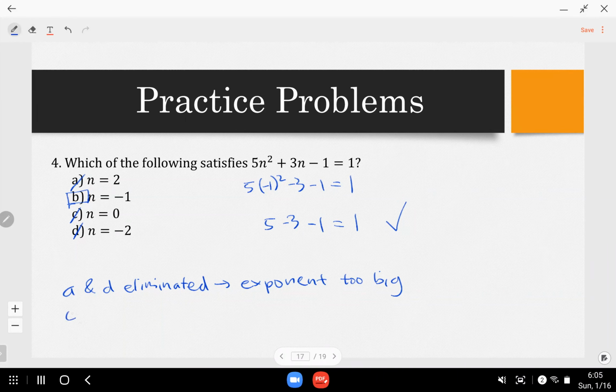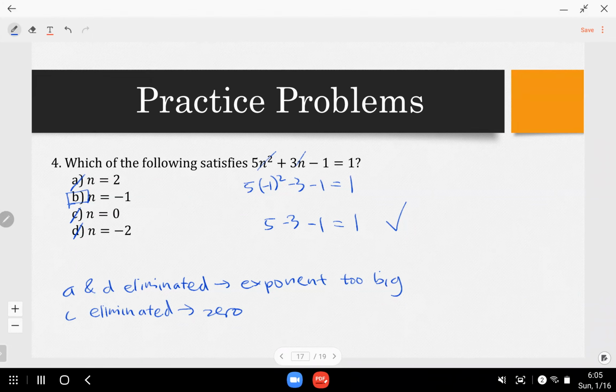C eliminated. There's a zero, right? Too many zeros. Okay, only -1 left, right? See, if you have a zero, then anything that comes in contact, which basically means divides or multiplied by 0, gone. It's going to be 0, right? And you're left with -1, which does not equal 1. Okay, so then obviously B is the correct answer.